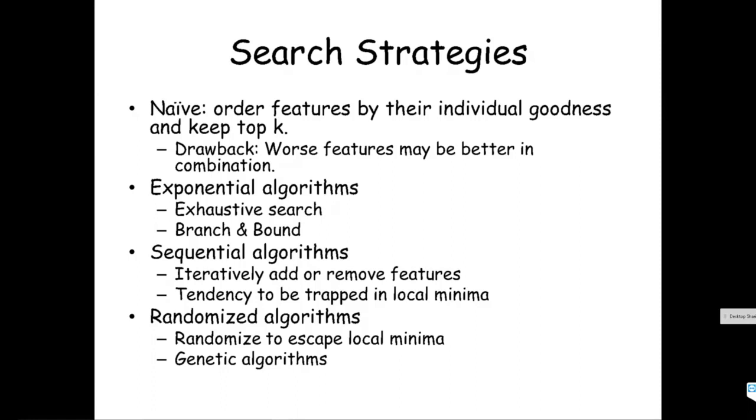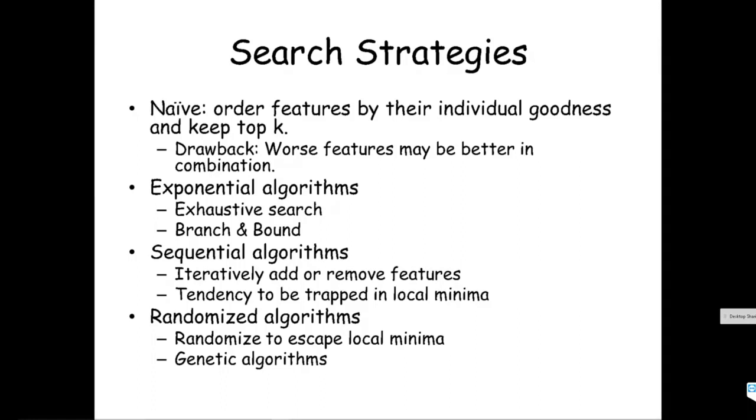I can go through each column, identify how good it is, how well it separates my data using a filter method, or how well it performs in, say, support vector machines, and then look at their accuracy or look at their filter metric and keep the top, say, 10, where you would need a predefined idea of what K will be. Okay? So the drawback is that worse features may be better in combination.